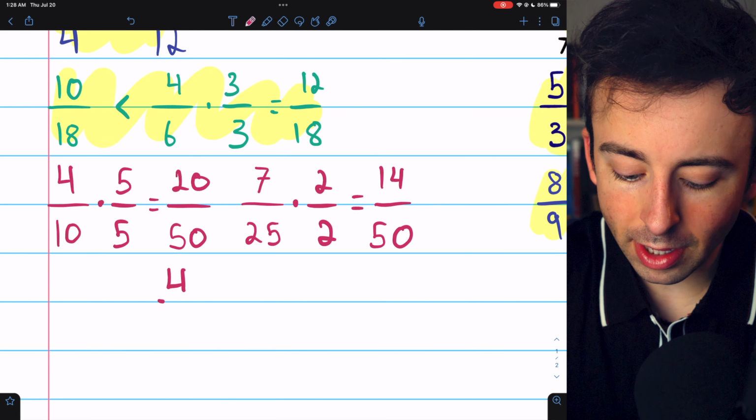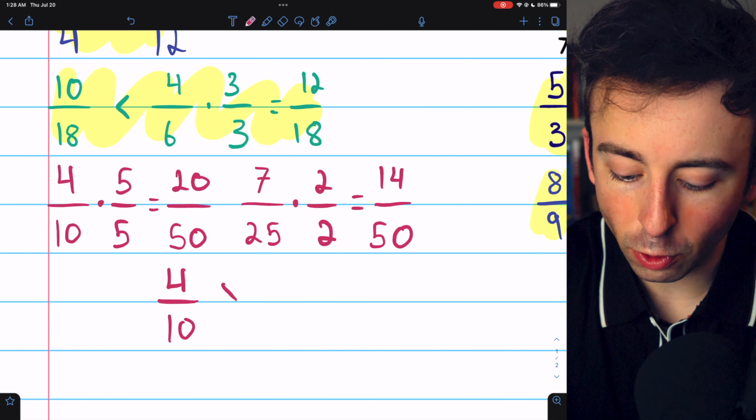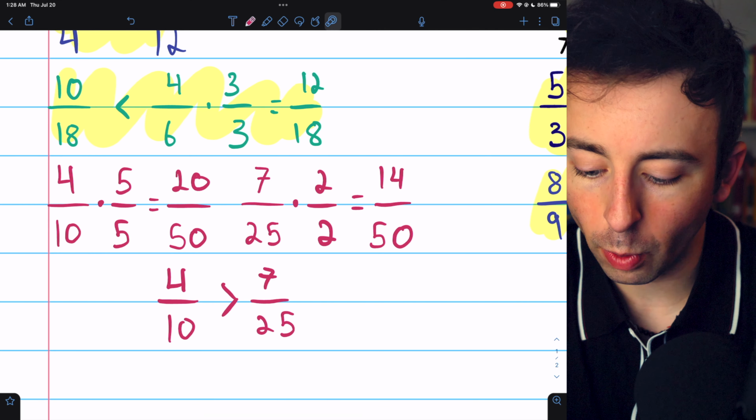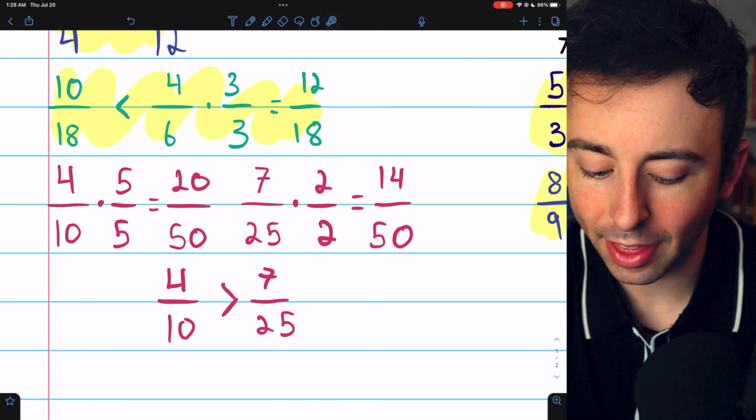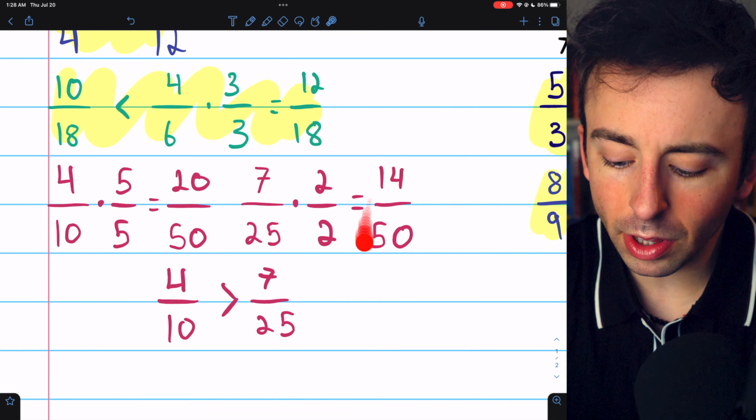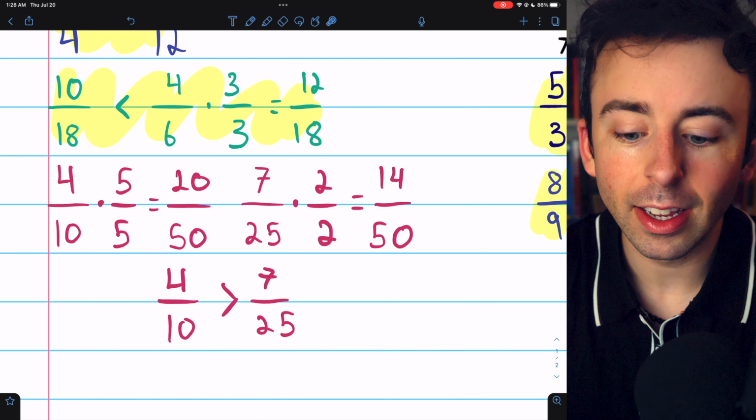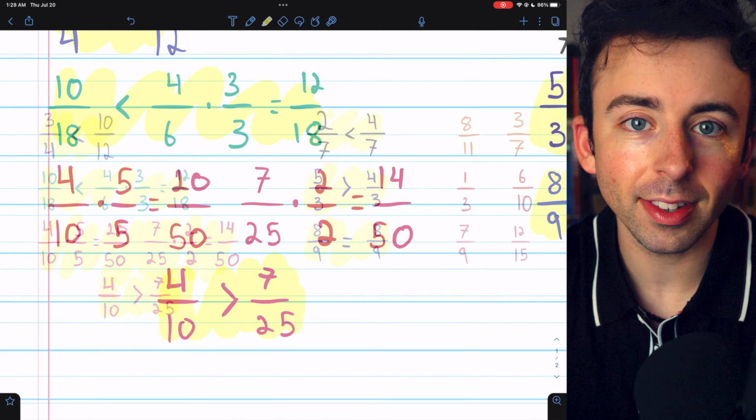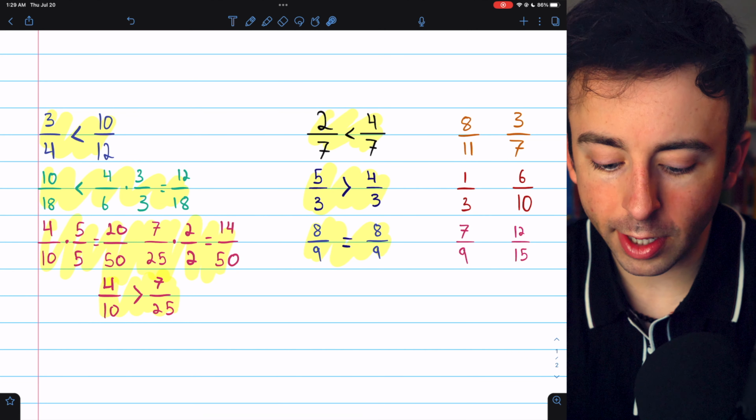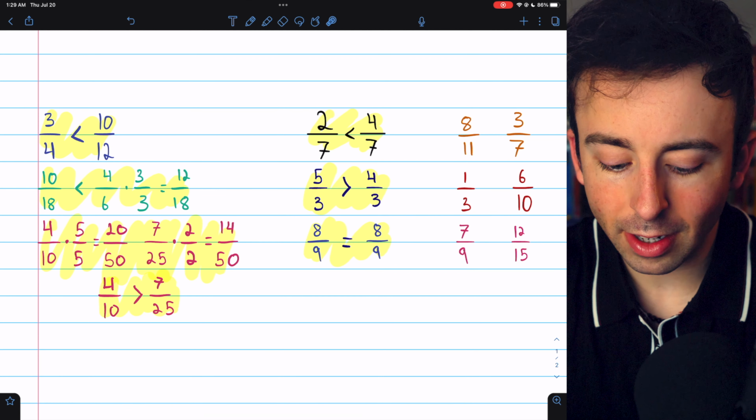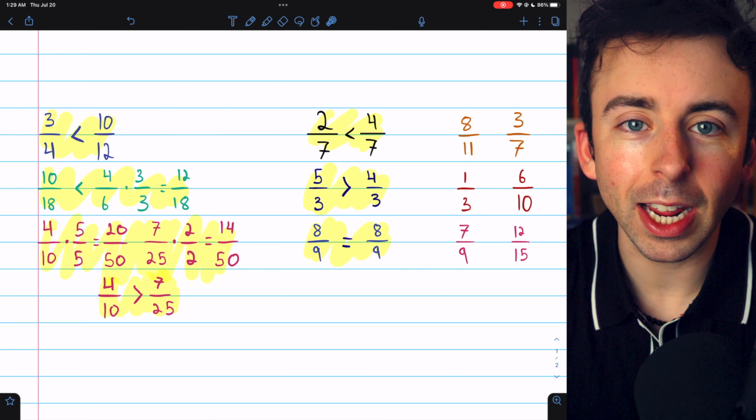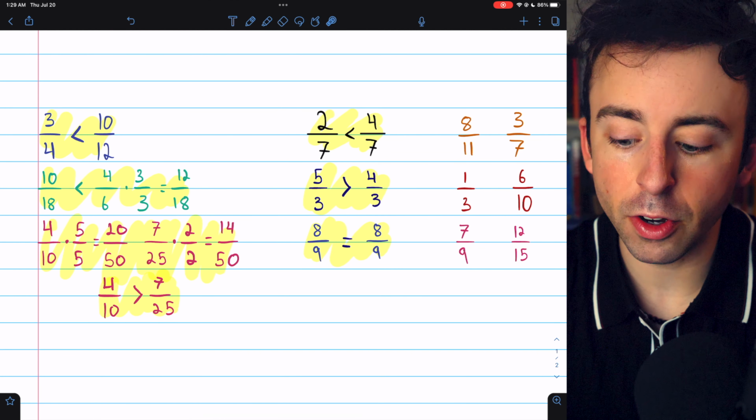And now it's clear that in fact 4/10 is greater than 7/25, because we found that 4/10 is the same as 20/50, whereas 7/25 is only 14/50. So certainly 4/10 is greater than 7/25. And that's it. If fractions have different denominators, just use some basic multiplication to turn them into fractions with common denominators, and then you can just compare the numerators.